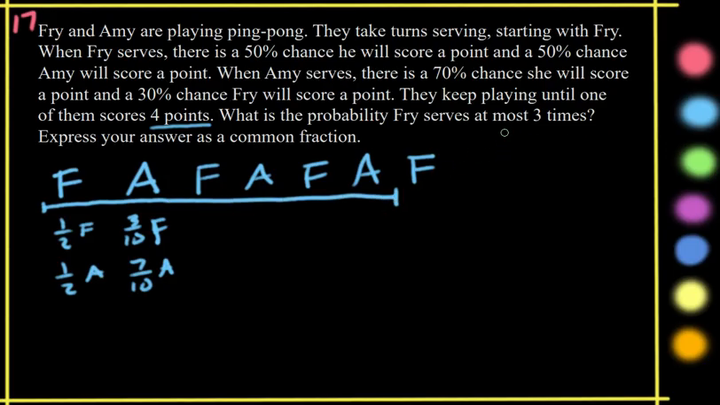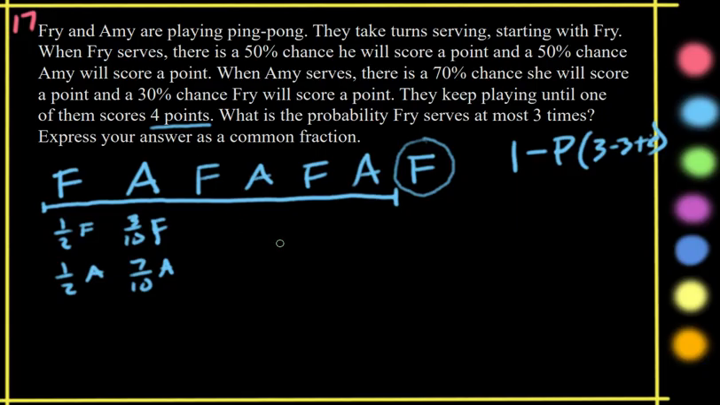So basically, the way to think of it is complementary probability. You find the probability that it's a 3-3 tie after 6 points, and then you do 1 minus that probability. Because in order for you to get to this point here, it's got to be a 3-3 tie after the Fry, Amy, Fry, Amy, Fry, Amy. So just to summarize, it's 1 minus the probability of a 3-3 tie. So we got to figure out the probability that you're going to get a 3-3 tie after these 6 points.